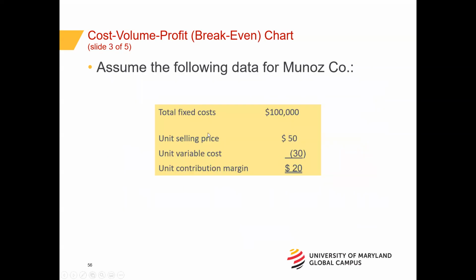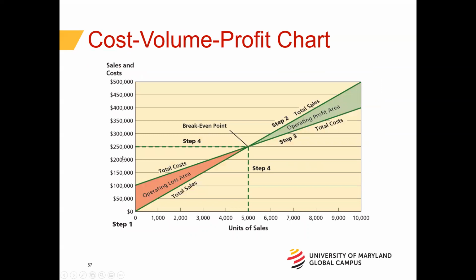Here's a new example, looking at it graphically. Fixed cost 100,000, sales price $50, variable cost 30, contribution margin is 20. Remember, sales price minus variable cost equals contribution margin. Here's how it looks graphically. So we can see step one, number of units.